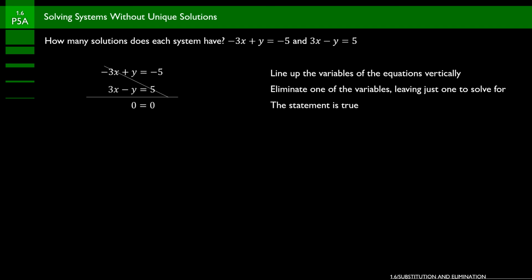That is a true statement. So what this means, because I've got a true statement and no variables left, is that any and every single number in the real number system is a solution to this problem. I could plug in negative 1, 5, 10 million, and every single thing that I put into this is going to give me a true solution.